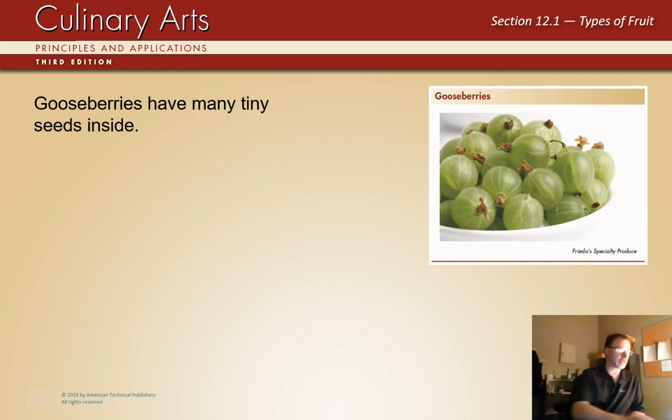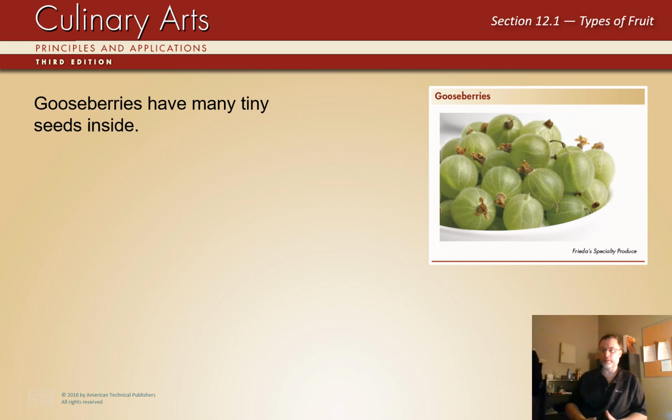Gooseberries are kind of interesting, and I'm just going to move down to my notes here so I know what I want to say. So a gooseberry is a smooth skin berry that can be green, golden, red, purple, or white. It has many tiny seeds on the inside. Gooseberries are used to make a classic English dessert called a fool. I've never actually made this, but it's pureed gooseberries mixed with sweetened whipped cream. They're also used in jams, jellies, and chutneys.